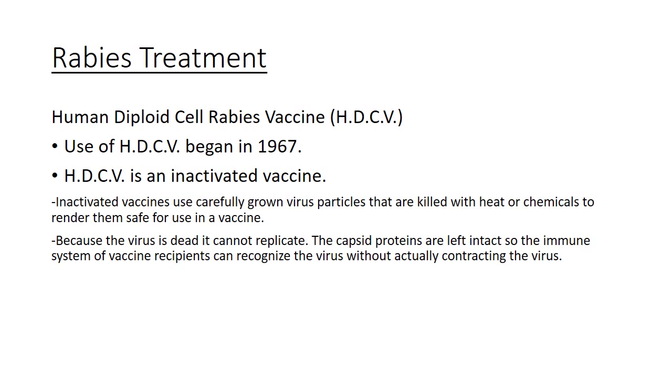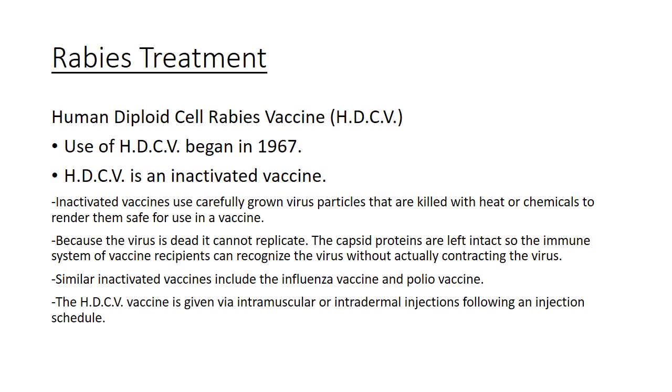Because the virus is dead, it cannot replicate. The capsid proteins are left intact so the immune system of vaccine recipients can recognize the virus without actually contracting the virus. Similar inactivated vaccines include the influenza vaccine and polio vaccine. The HDCV vaccine is given via intramuscular or intradermal injections following an injection schedule.